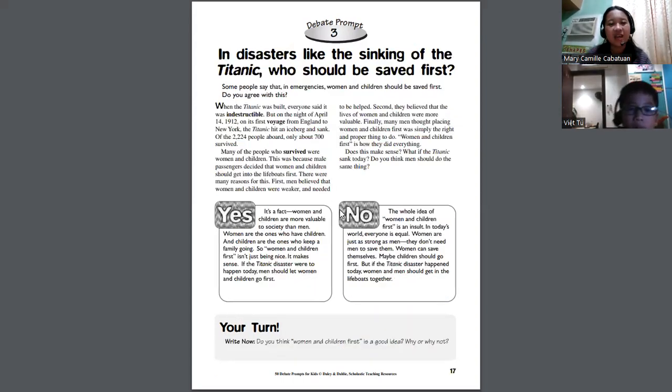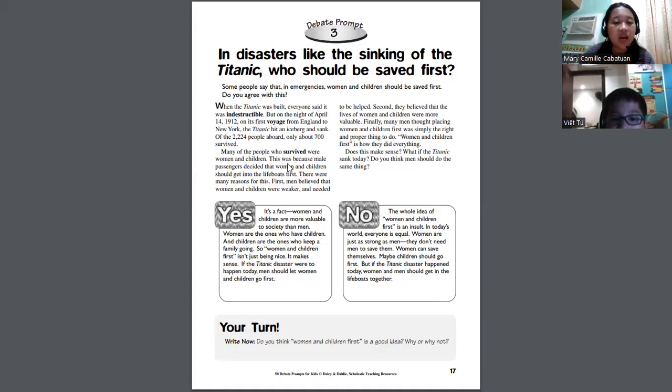Yes. Okay. So in disasters like the sinking of the Titanic, who should be saved first? This is the third issue. When the Titanic was built, everyone said it was indestructible. But on the night of April 14, 1912, on its first voyage from England to New York, the Titanic hit an iceberg and sank. Of the 2,224 people aboard, only about 700 survived.